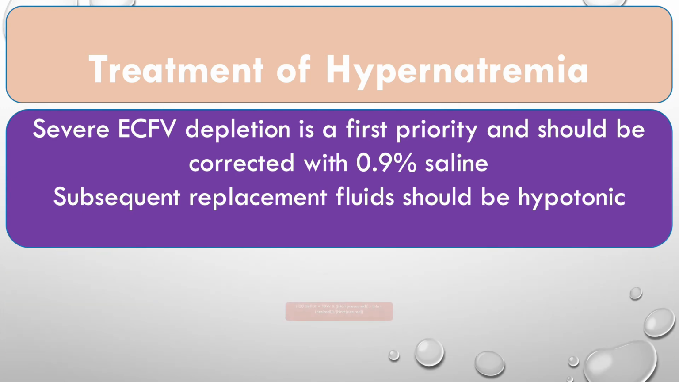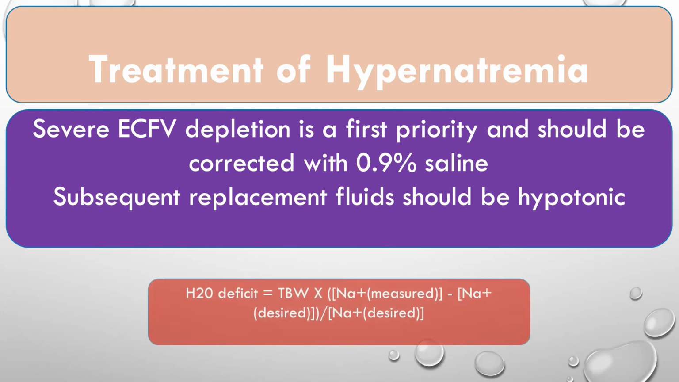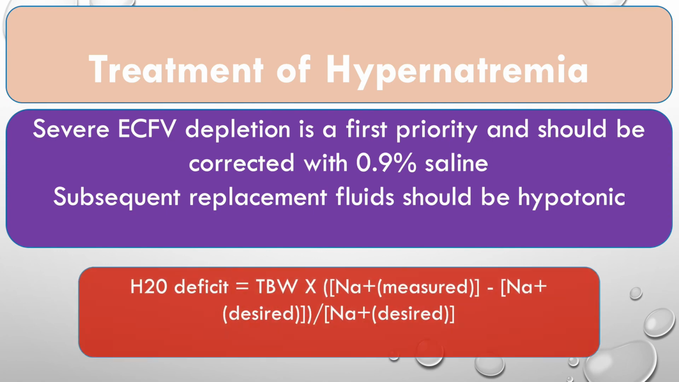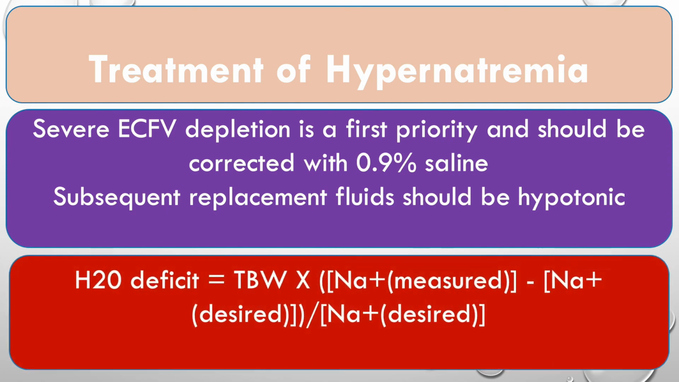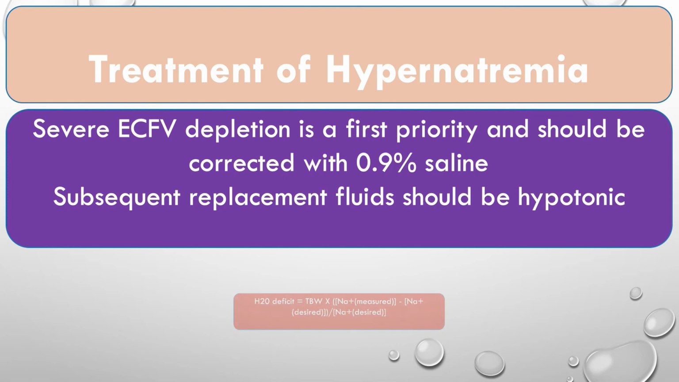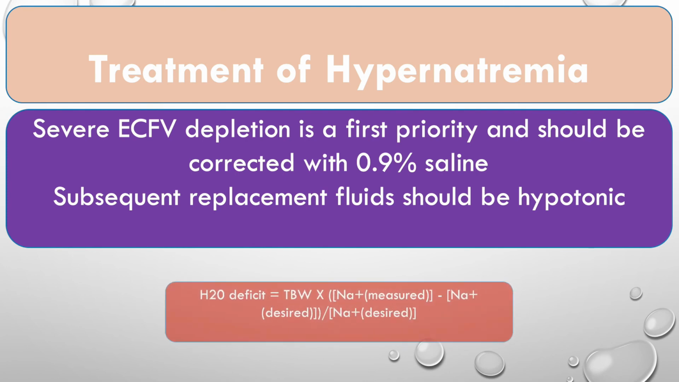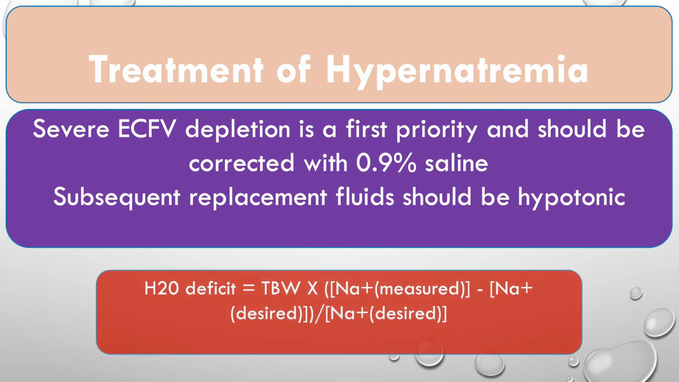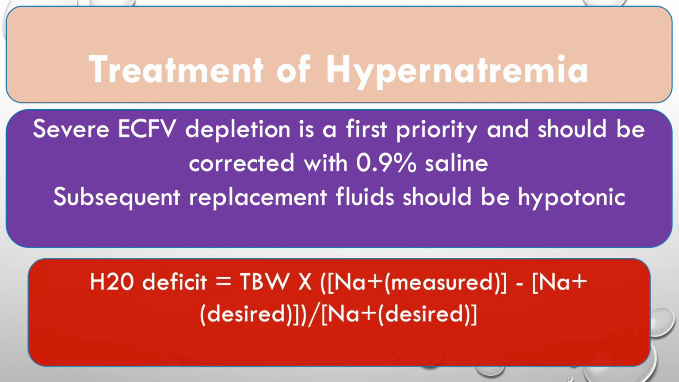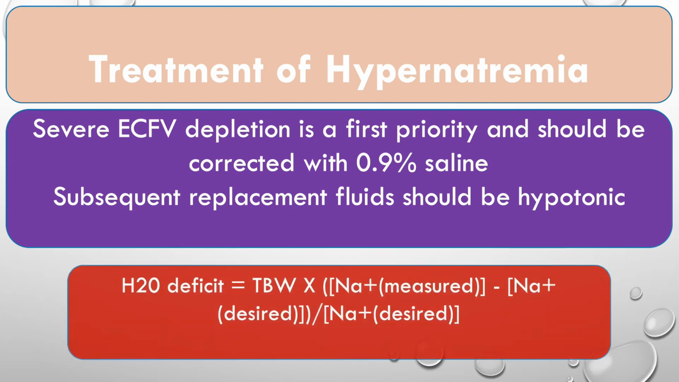Replacement of water deficits involves 3 steps: calculation of the approximate water deficit, administration of the water replacement at a rate sufficient to correct the hypernatremia, but slowly enough to avoid cerebral edema, and frequent rechecking of the sodium concentration to monitor therapy.